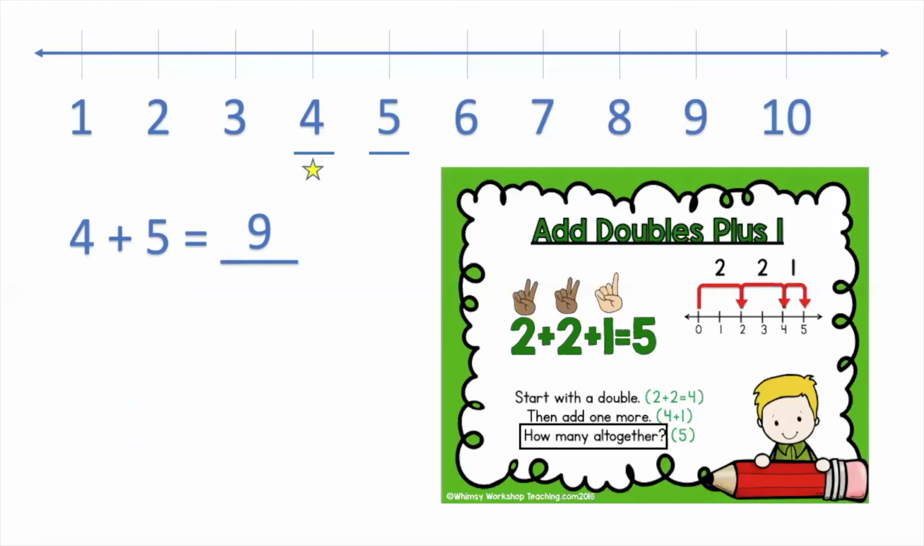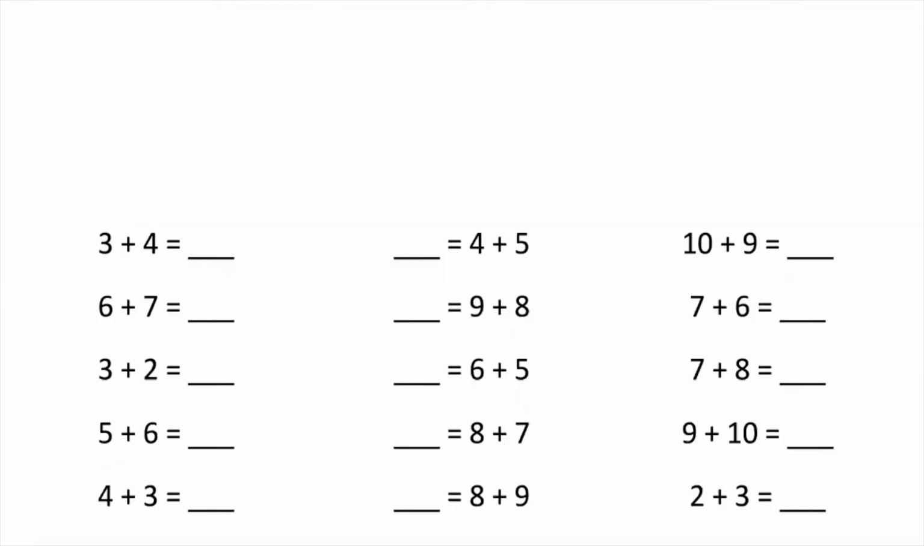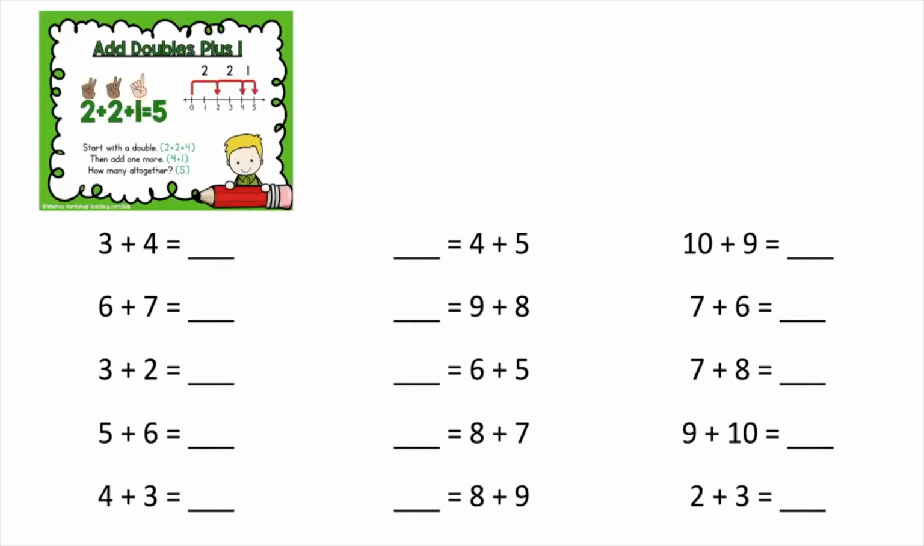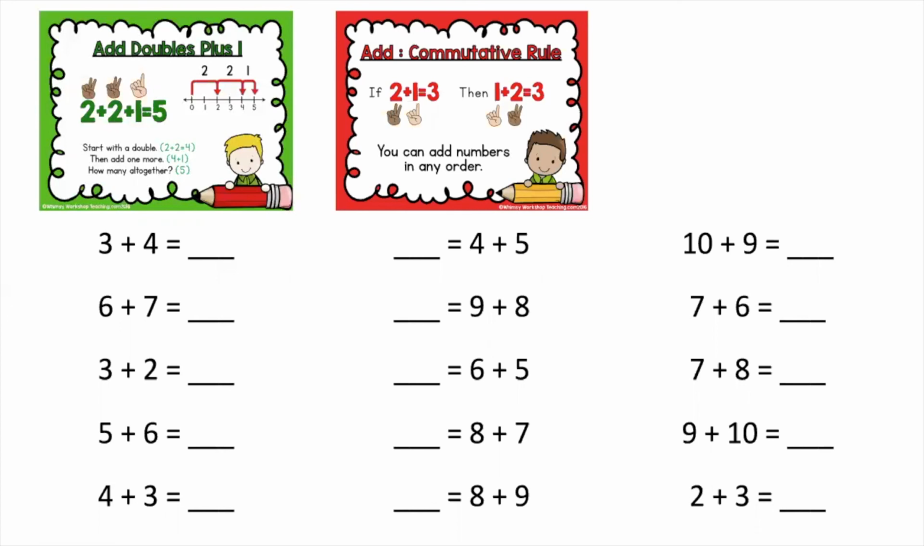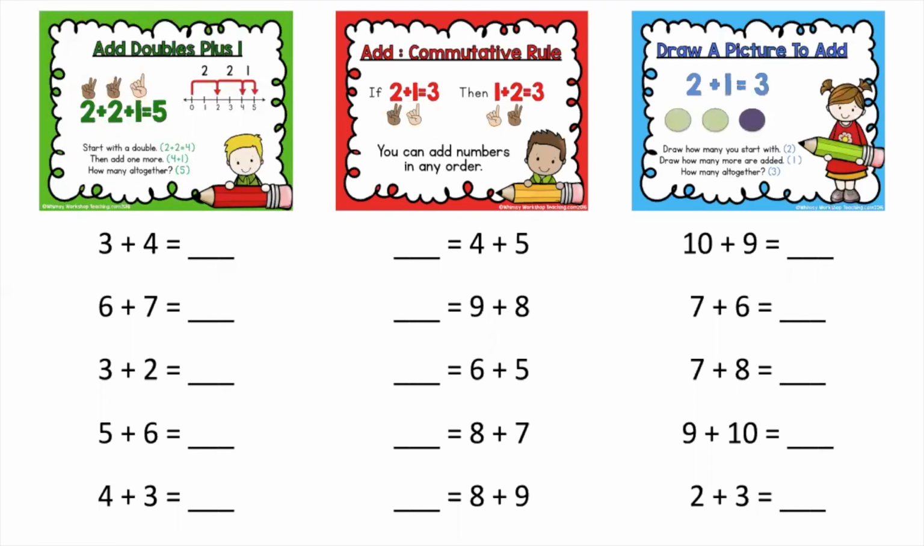Thanks for your help. Here's some extra practice. You can pause your video and write down these problems to practice on your own. All of these problems can be solved using the strategy add doubles plus 1. Don't forget to use the commutative rule to switch your parts so that you're starting with the smaller number. And if you have any trouble or want to check your work, you can draw a picture to add. Have fun!